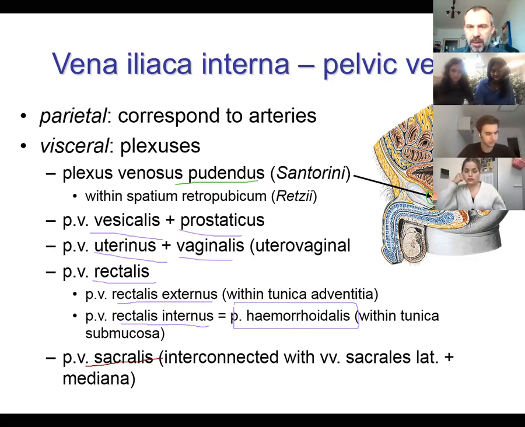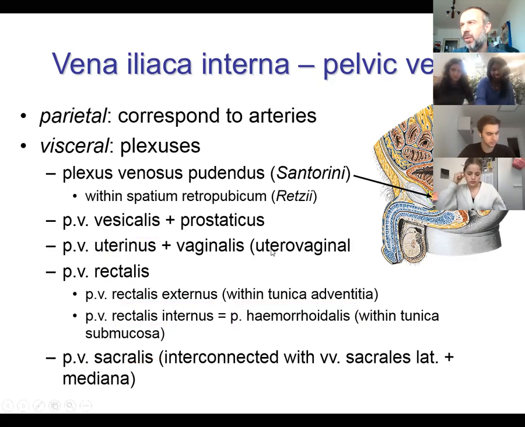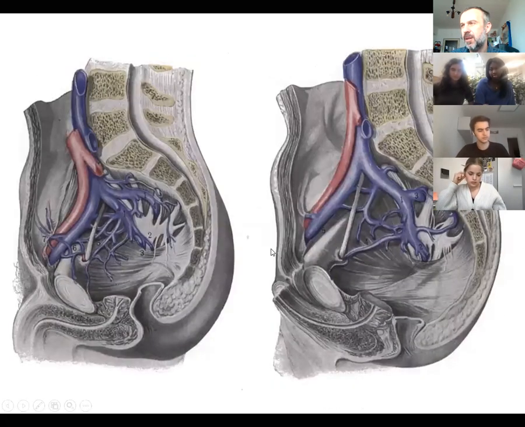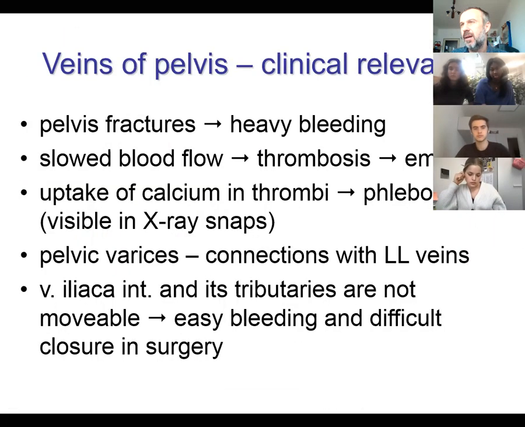Why should we know that there are plexuses? Of course, if you operate, you have to avoid cutting these plexuses. And there are some other important clinical situations. In pelvic fractures, these plexuses are easily torn and they can cause heavy bleeding. You can die due to bleeding into the pelvic cavity.